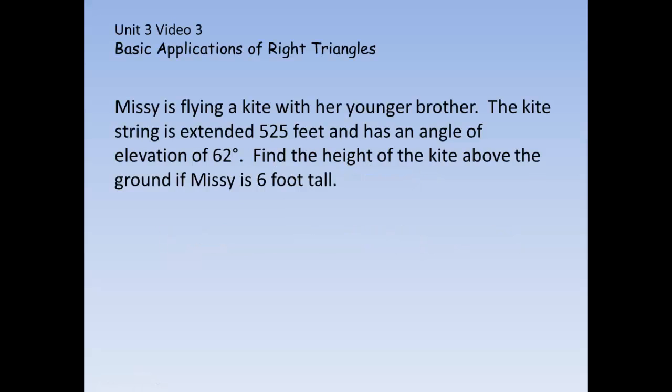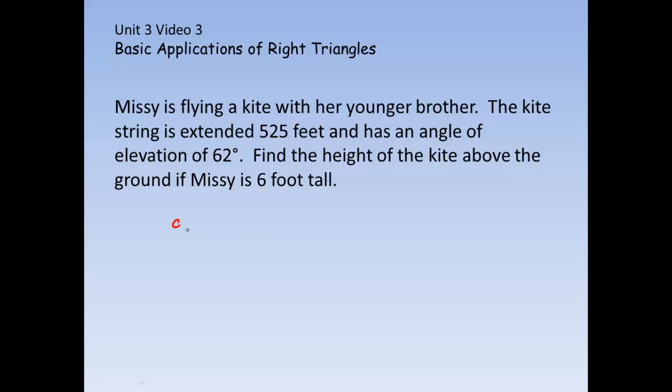First example, Missy is flying a kite with her younger brother. The kite string is extended 525 feet and has an angle of elevation of 62 degrees. Find the height of the kite above the ground if Missy is 6 foot tall. So let's go ahead and start by drawing a picture.